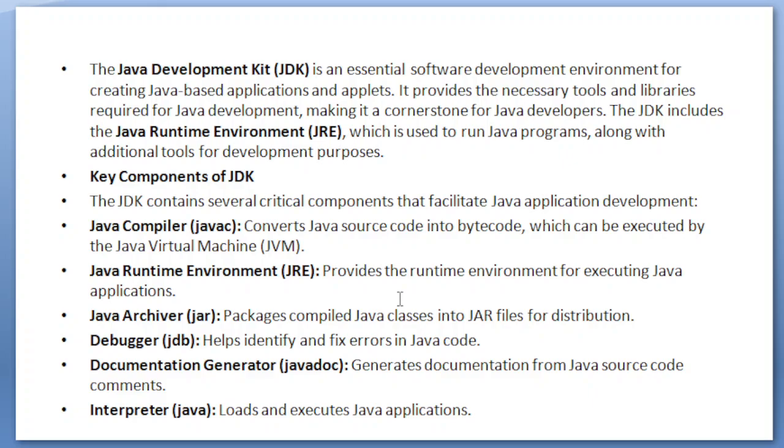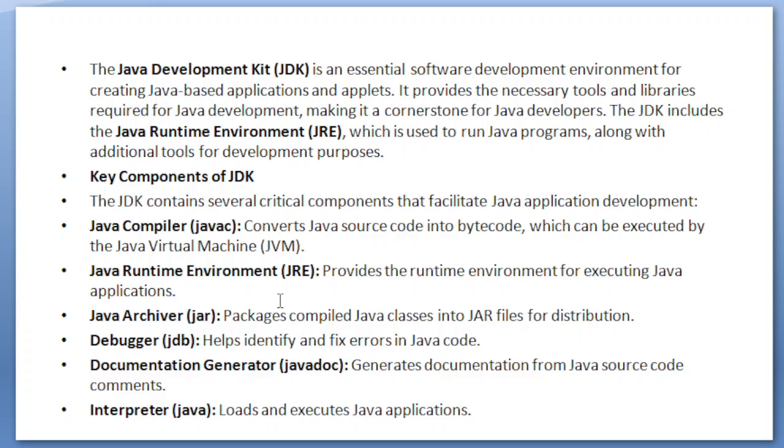Java compiler, what is the purpose of the Java compiler? javac. What is the purpose of this? The Java compiler converts Java source code into bytecode, which can be executed by the Java virtual machine. JRE, what is it providing? It's a runtime environment for executing Java applications. We have developed Java applications and applets, and we can run these applications with the help of only the Java Runtime Environment.